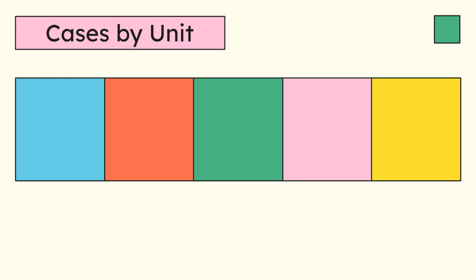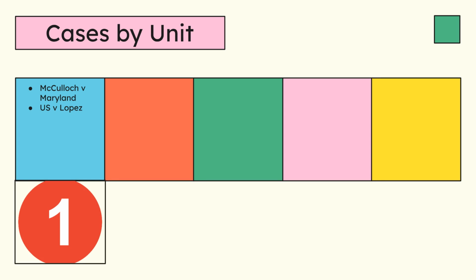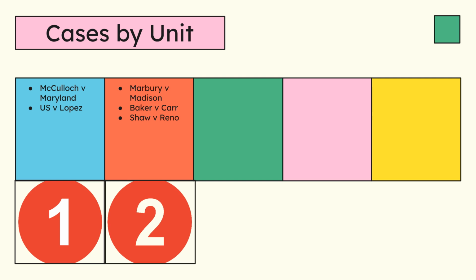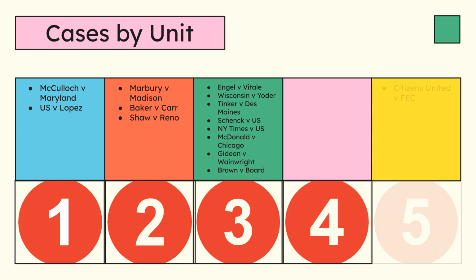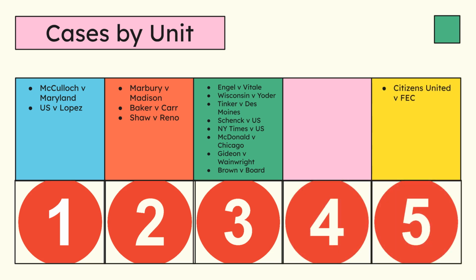The required cases are grouped into 5 units. Unit 1 includes McCulloch versus Maryland and U.S. versus Lopez. Unit 2 covers Marbury versus Madison, Baker versus Carr, and Shaw versus Reno. Unit 3 has the largest number of cases, addressing civil liberties and rights. Unit 4 has no required cases, and Unit 5 includes Citizens United versus FEC.